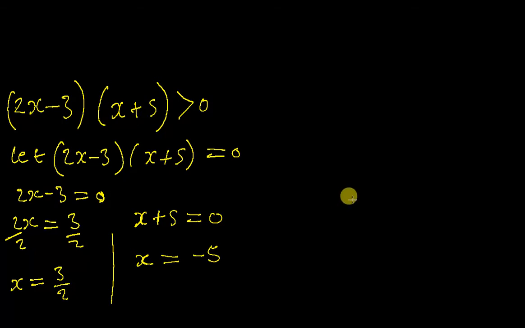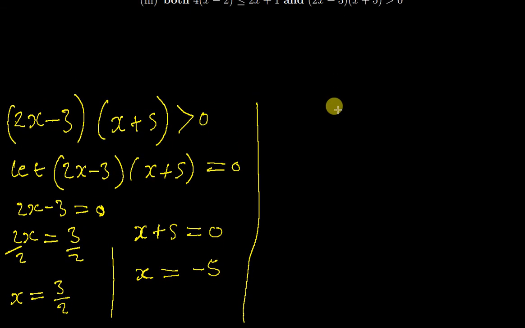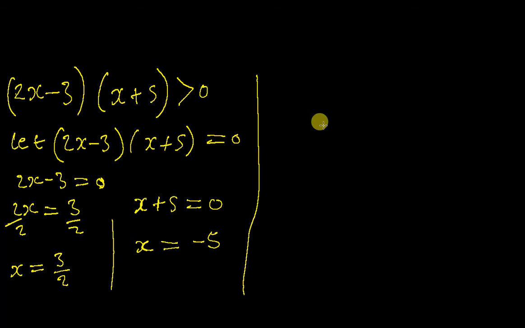So what we are going to do here is a simple test. We're going to test these critical points. So I'm going to draw something that is more like a number line. Yeah, it's a number line actually. This one is going to be called the real line. Then I'm going to put my critical points. So I have negative 5 there, then I have 3 over 2 there.